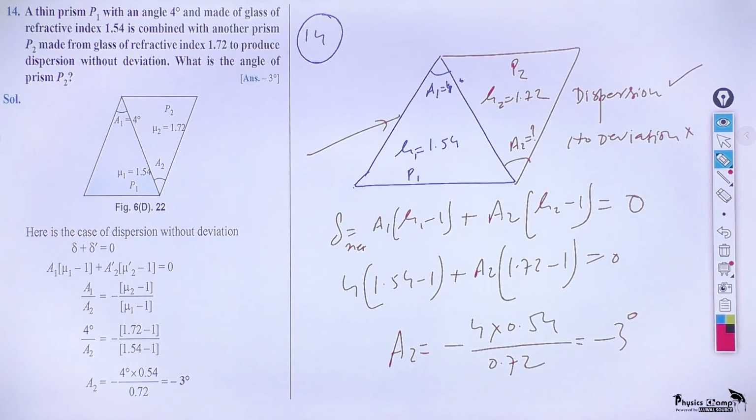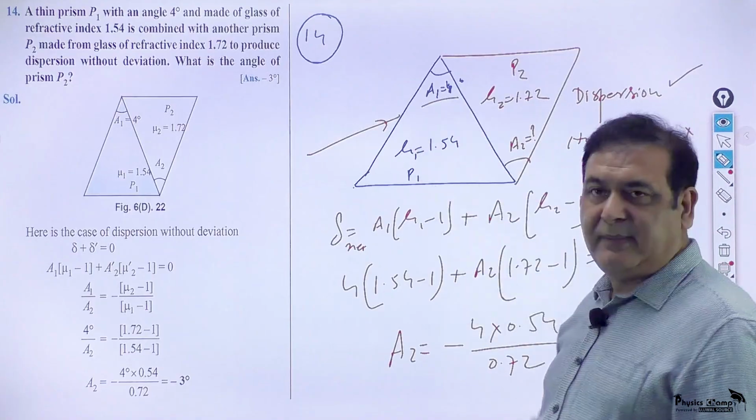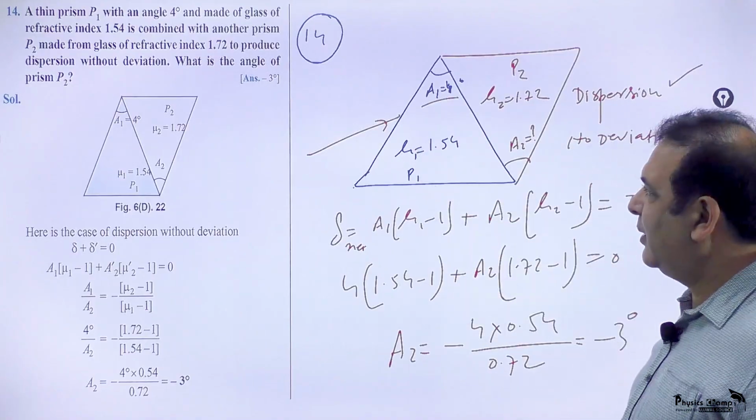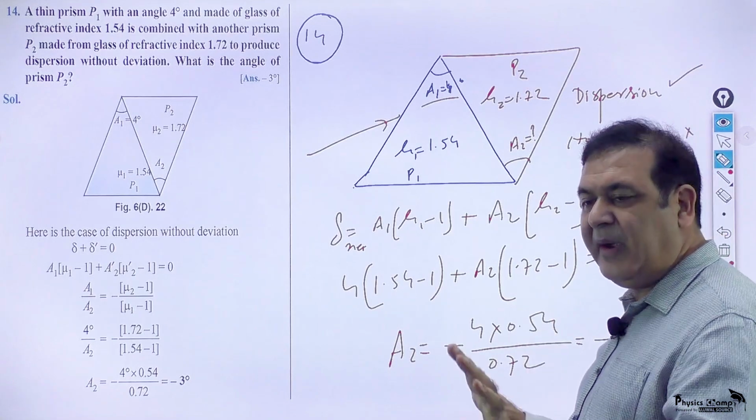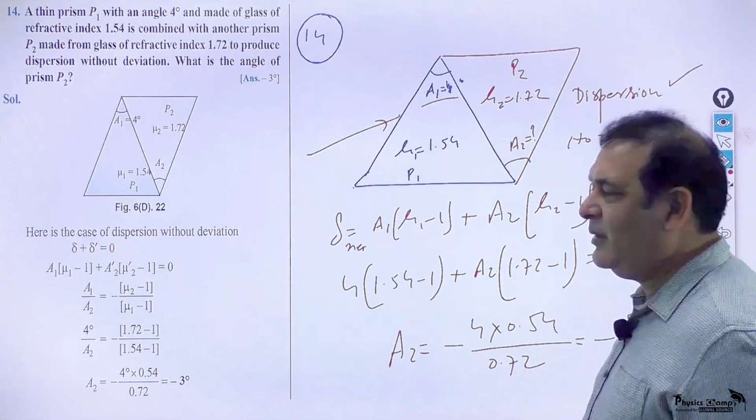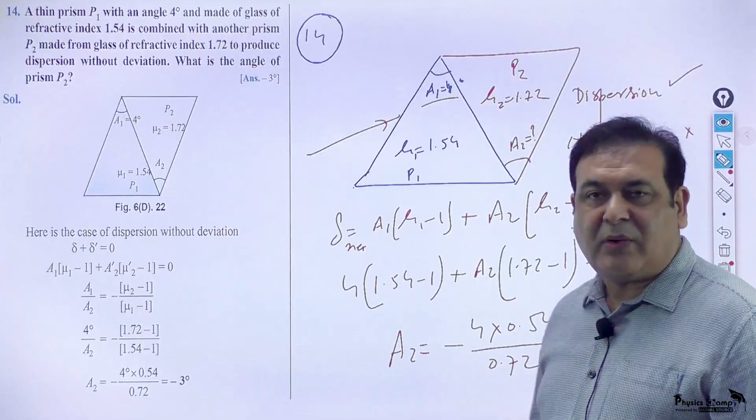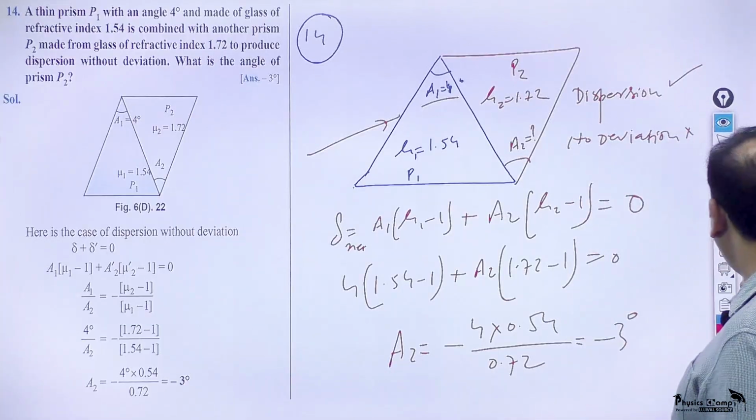Yes, we will get our answer in degree because A1 is in degree. Simple question. It just reminded you of the condition for no deviation. Yes, dispersion we are not talking about in this question. Let's take example number 15 now.